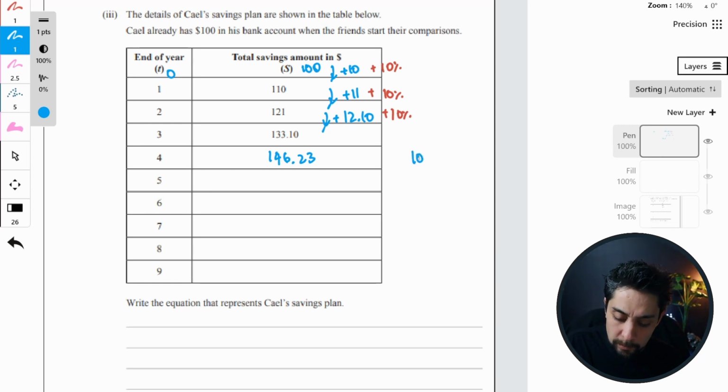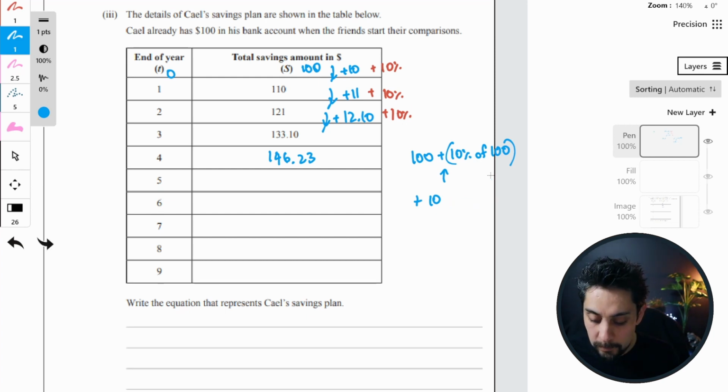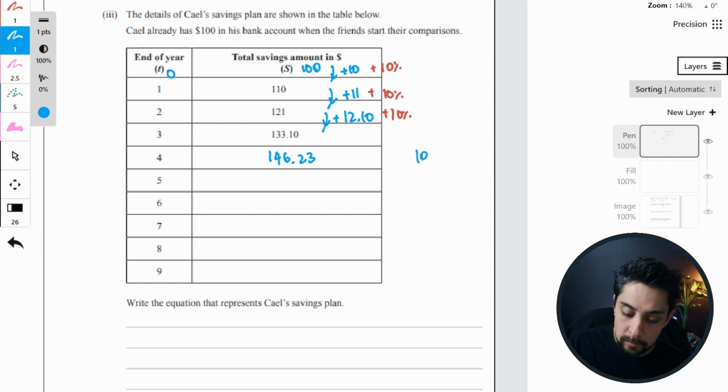Okay, so we started with $100. Then after year 1, we added 10% of $100. Then after year 2, we had this plus 10% of that. So each year we have $100, starting off with $100. Then to that, we are adding 1, that's our $100, plus 10%. And we'll do that every year.